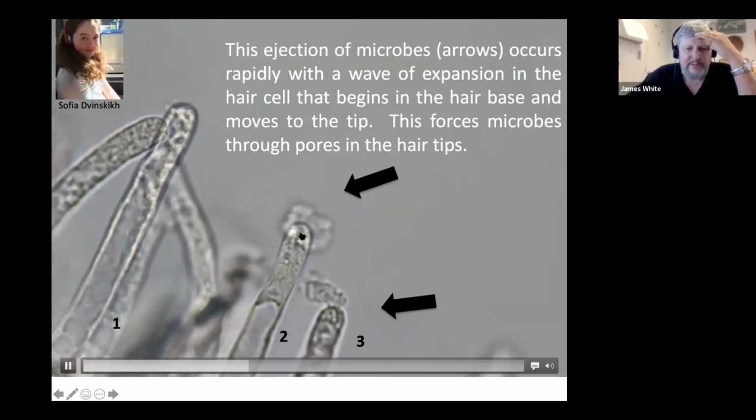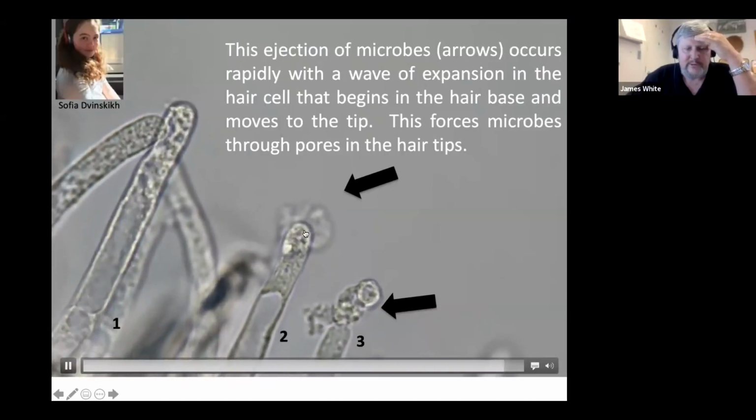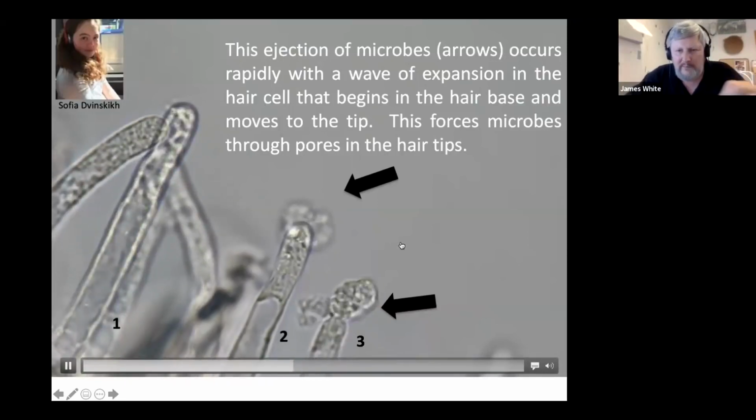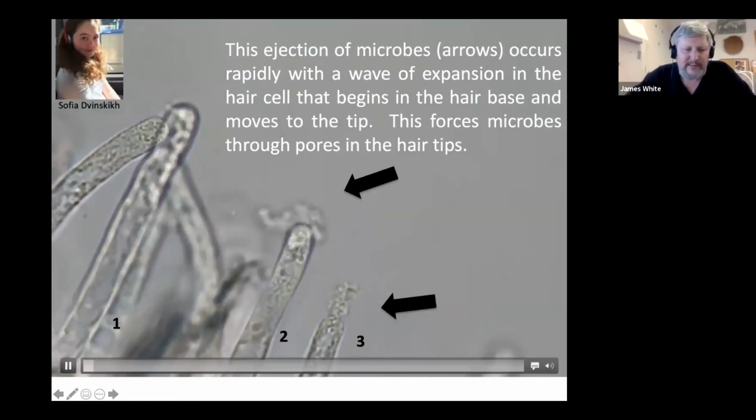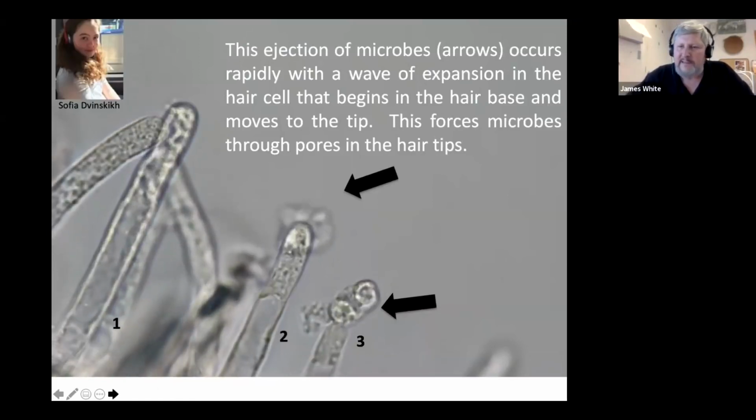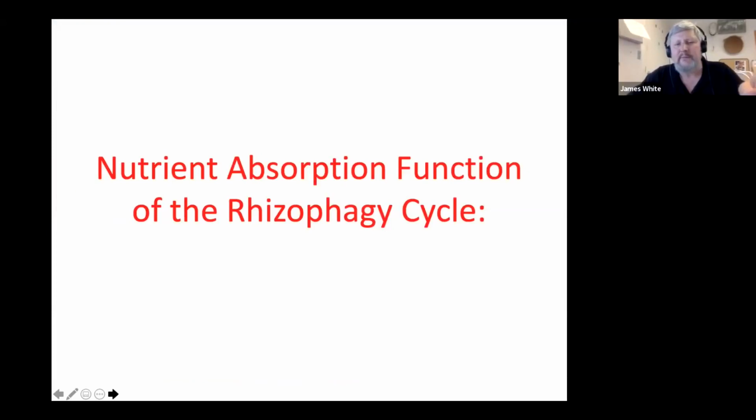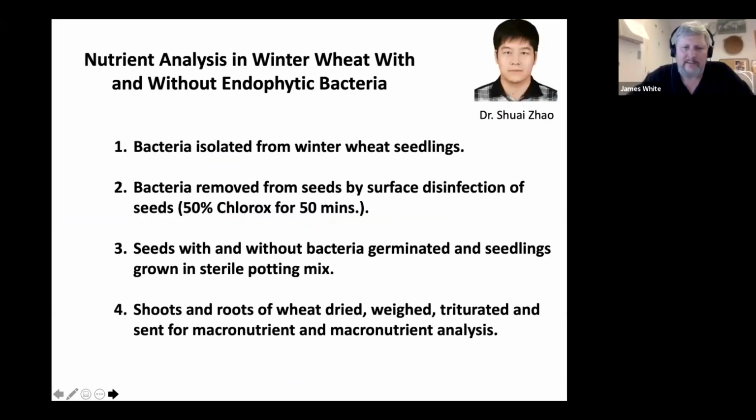You can see some over here too. Hard to see the pores in number 2. But this is what this ejection looks like of bacteria coming out of these hairs. So once they're ejected, they would then go out, acquire more nutrients, reform their cell walls, acquire more nutrients, and attract it back to the rhizophagus cycle.